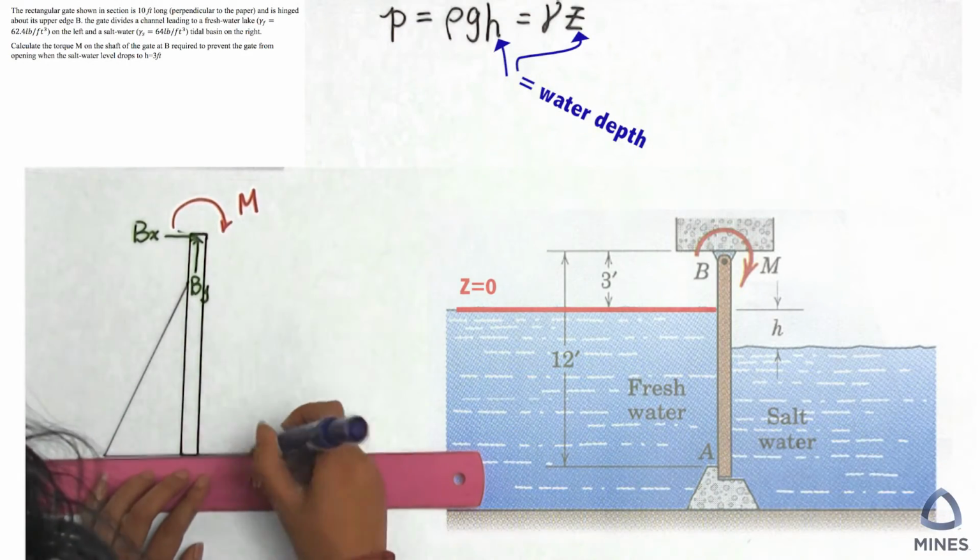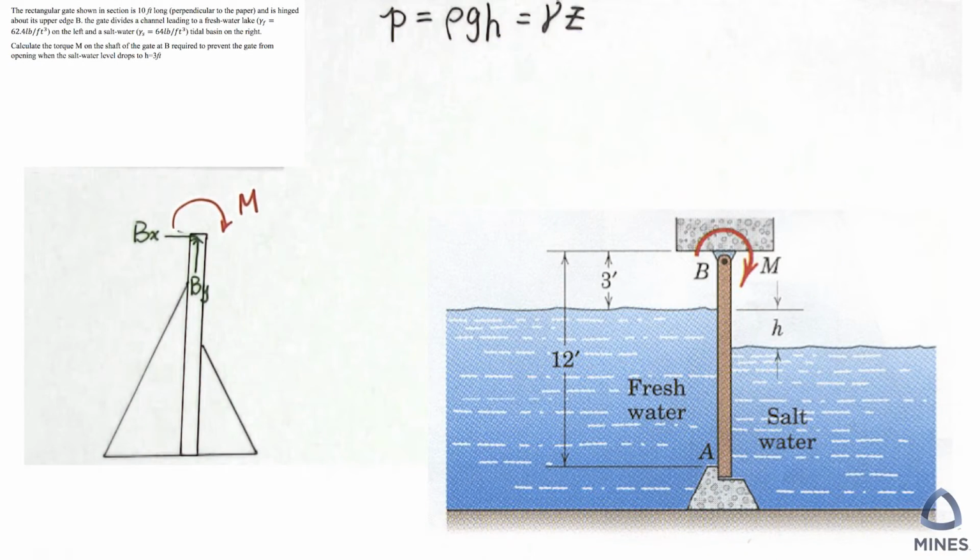Now we can see that we have a triangle distributed load. What we are going to find out is the magnitude of this distributed load, so that we can do the simplification and then we can sum moments around B. So what is the W F?